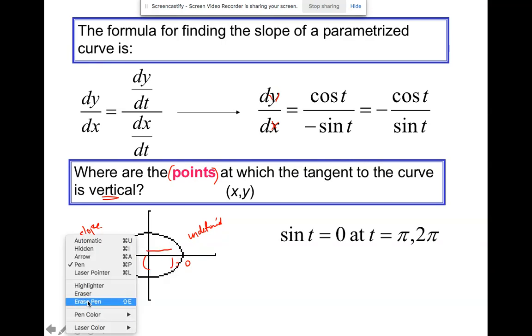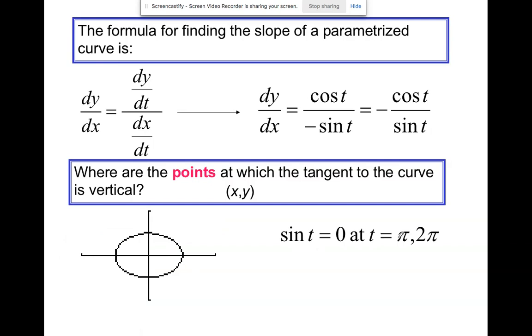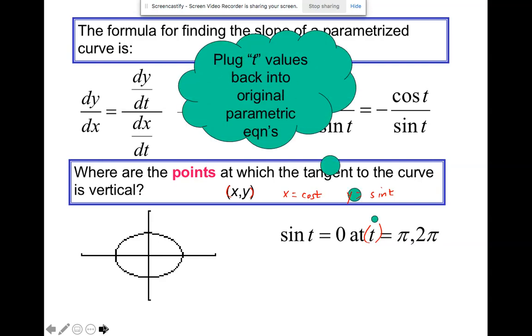Don't forget, don't stop here. You found the time where you had vertical tangents, but you need to take these t's and plug them back into x is equal to cosine t and y is equal to sine t. And of course, on your unit circle, you know where your vertical tangents are, right? And verify that that makes sense. At pi, sine is 0. At pi, cosine is -1. At 2 pi, sine is 0, and at 2 pi, cosine is 1.